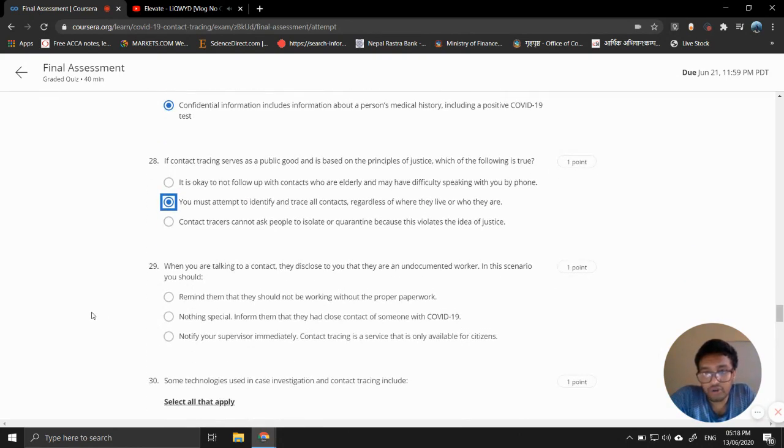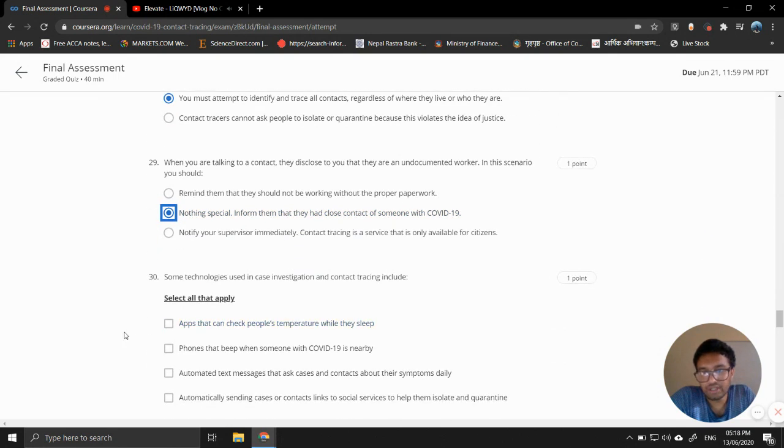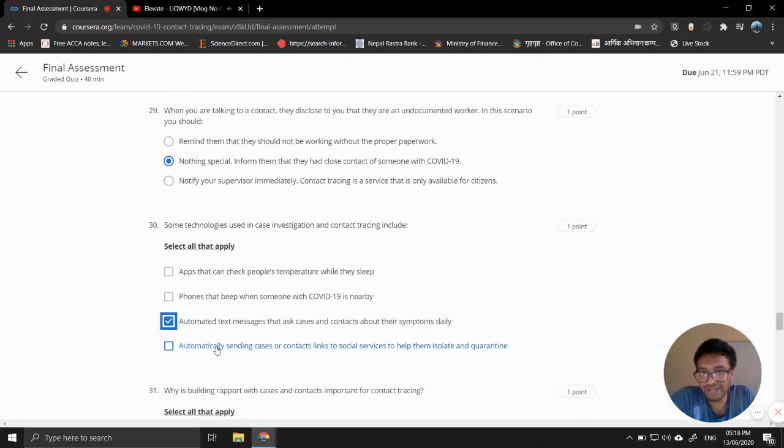Question number 29, when you're talking to a contact, they disclose to you that they are an undocumented worker. In this scenario, you should do nothing special, and inform them that they had a close contact with someone with COVID-19. Okay. Some technologies used in case investigation and contact tracing include automated text messages that ask cases and contacts about their symptoms daily, and then automatically sending referrals to social services. Yeah, that's it.